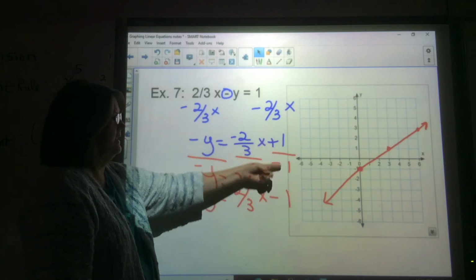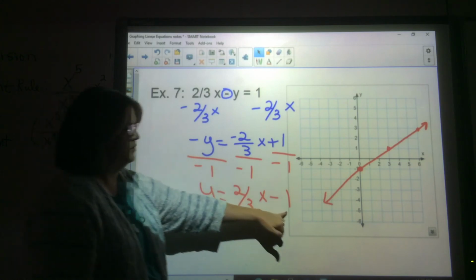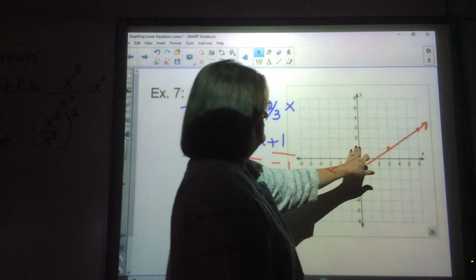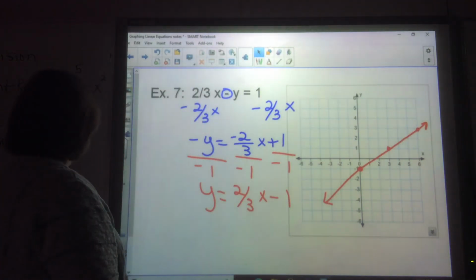Then divide through by -1. That's going to change these signs. My y-intercept starts at -1. Then I went up 2 to the right 3, up 2 to the right 3, and graph the line.